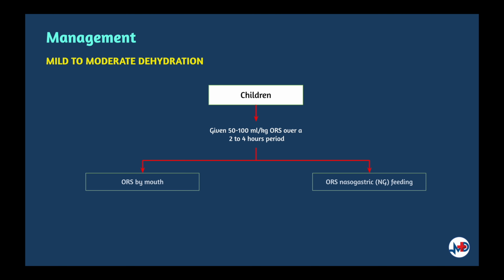In mild to moderate dehydration, children should be given 50 to 100 ml per kilogram of ORS over a 2 to 4 hour period to replace their estimated fluid deficit, with additional ORS given to replace ongoing losses. For patients who do not tolerate ORS by mouth, nasogastric tube feeding is a safe and effective alternative.